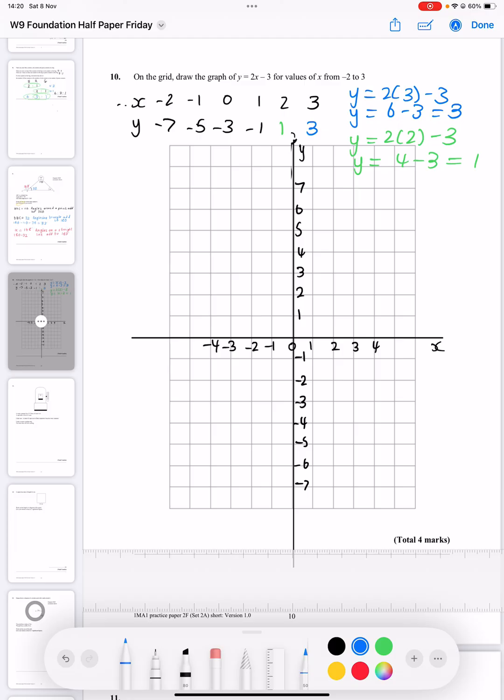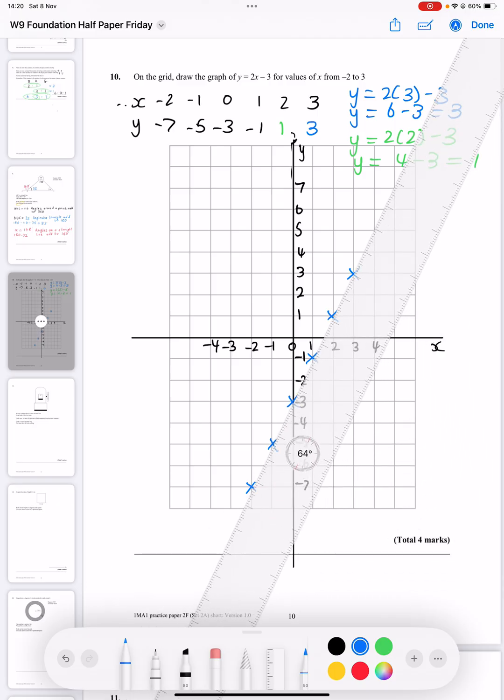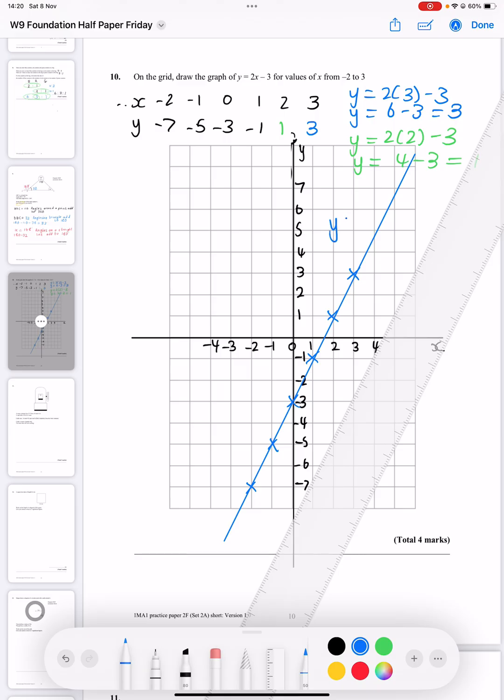So the first point that I'm going to plot is 0, -3. We could have started with -2, -7, -1, -5, 0, -3, 1, -1, 2, 1, 3, 3. We get our ruler and we plot the line. That's the line y equals 2x minus 3.